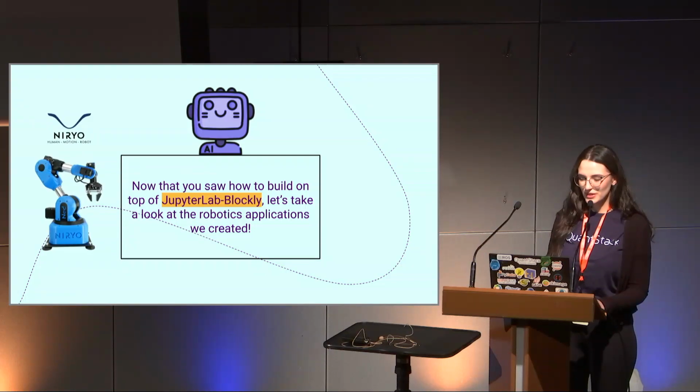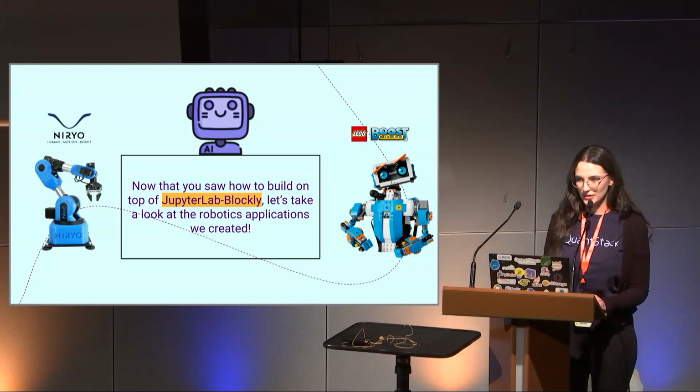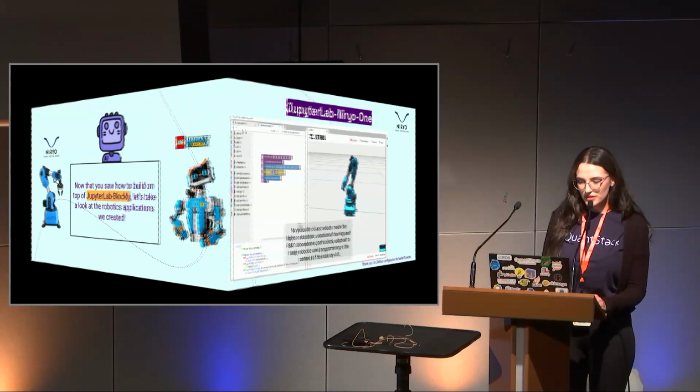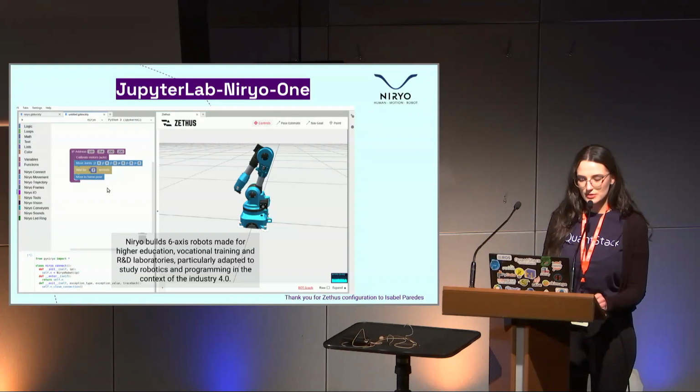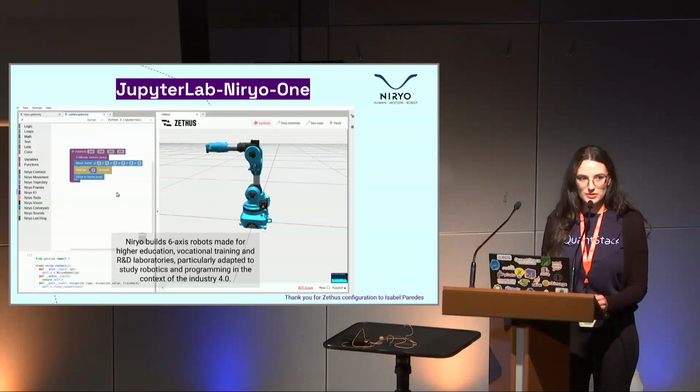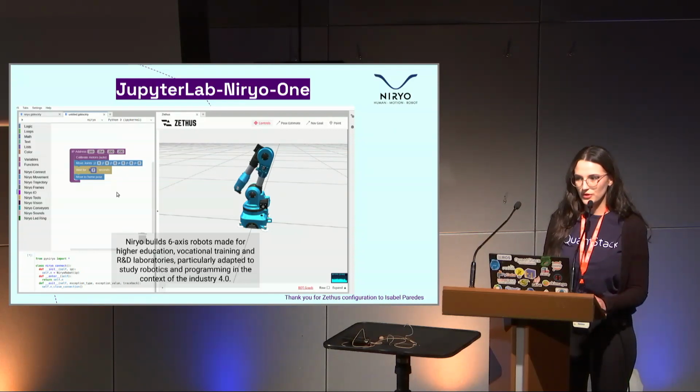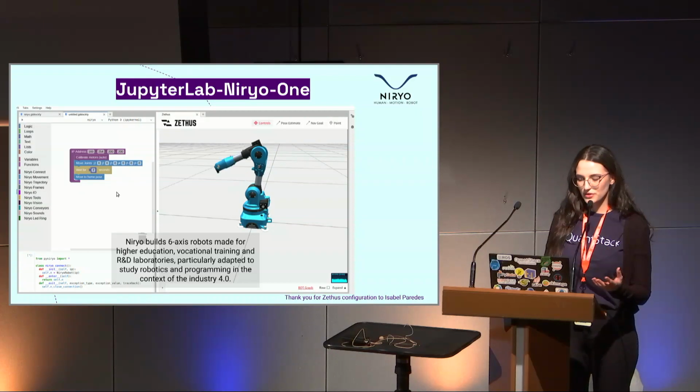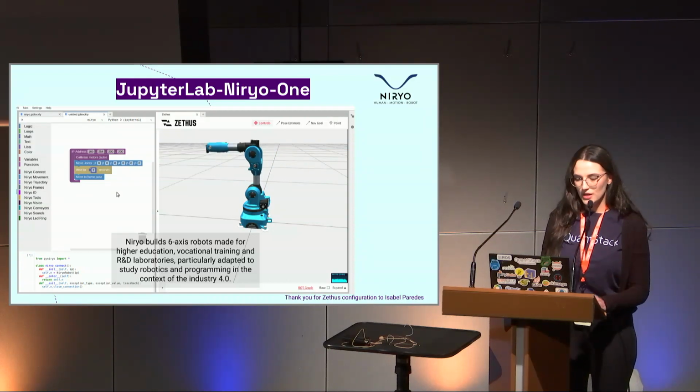So the extensions that we created are for two robots, the first one being the Niryo robot and the second being for the Lego Boost. The first extension that we created was specifically for the Niryo robots, and for those of you who are unfamiliar with them, they're just these 6-axis robots made for education, training, and in particular research and development, but adapted in the context of Industry 4.0.